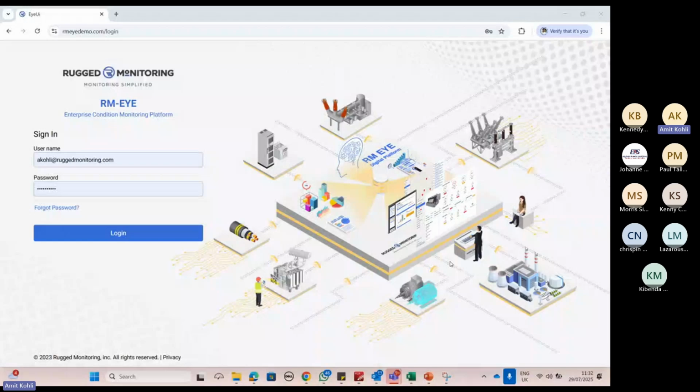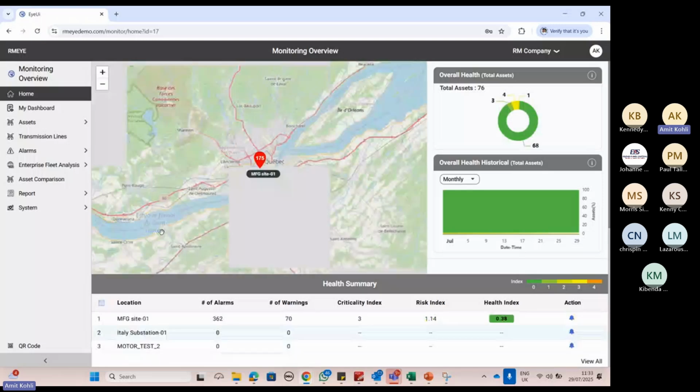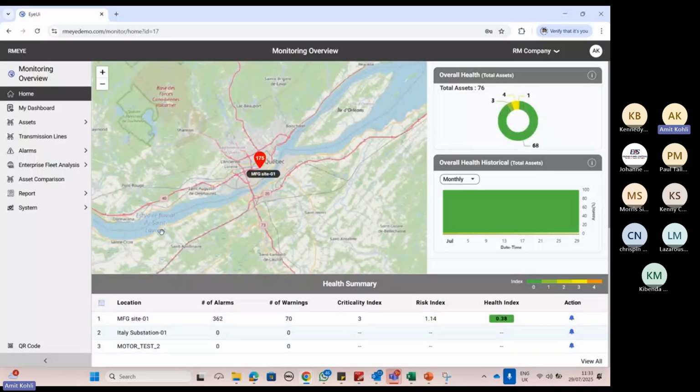This system is multi-asset, multi-site, so it has the capability to perform the health assessment of multiple electrical assets and also from multiple sites. Before I jump into the system, it is a highly secured system. We have certified this system with ISO 27001 and also IEC 62443 related compliance. So from the security perspective, this is a cybersecurity-proof solution for our customers.